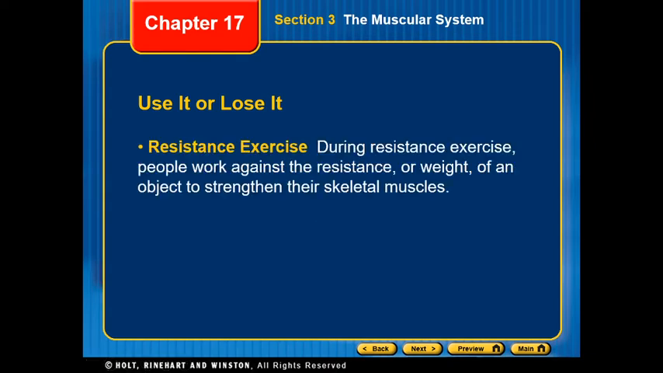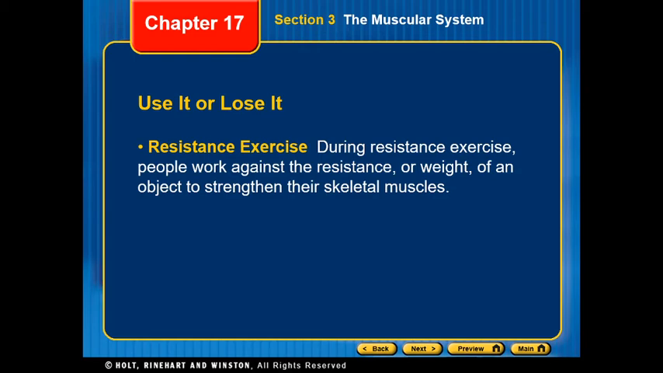Okay, now, how do we make our muscles strong? You exercise. Exercise is really very important for our muscles. So there are two kinds of exercise. One is resistance exercise. Do you know what a resistance exercise is? Like when you do some weightlifting. So that is resistance exercise.